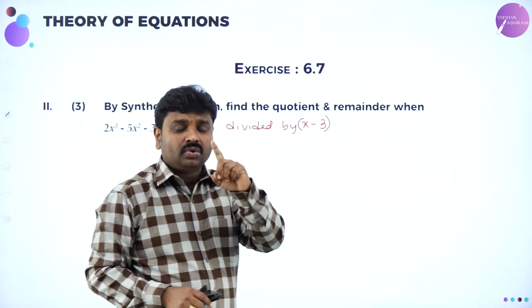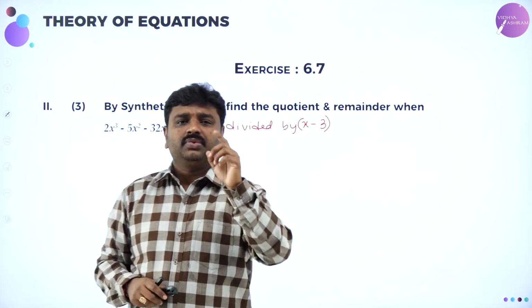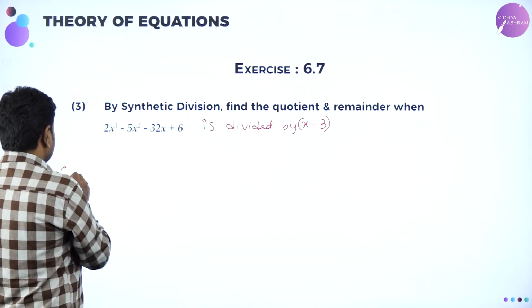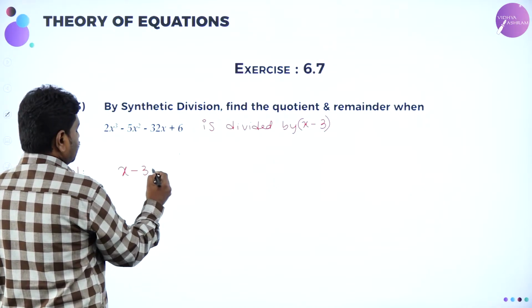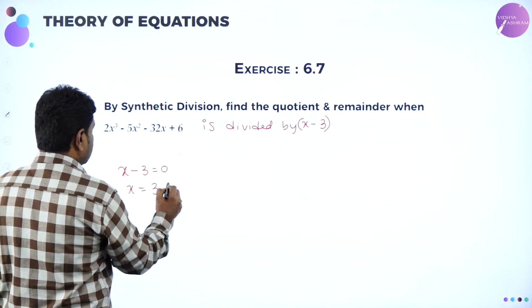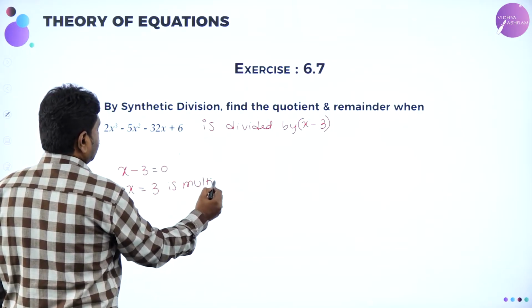For this, we should know synthetic division. Now, by taking this problem, I'll explain what synthetic division is and how to do it. Pay attention. Now in the solution, take the multiplier, x minus 3 they give. Equate it to 0, you'll get x is equal to 3. x is equal to 3 is called the multiplier, or one of the root multipliers.